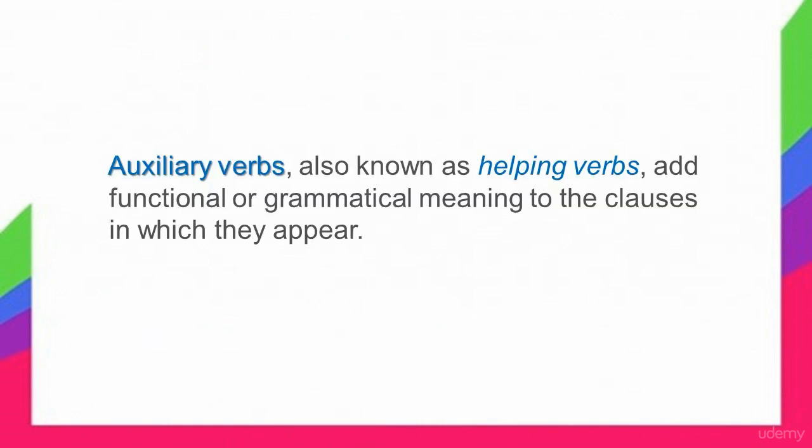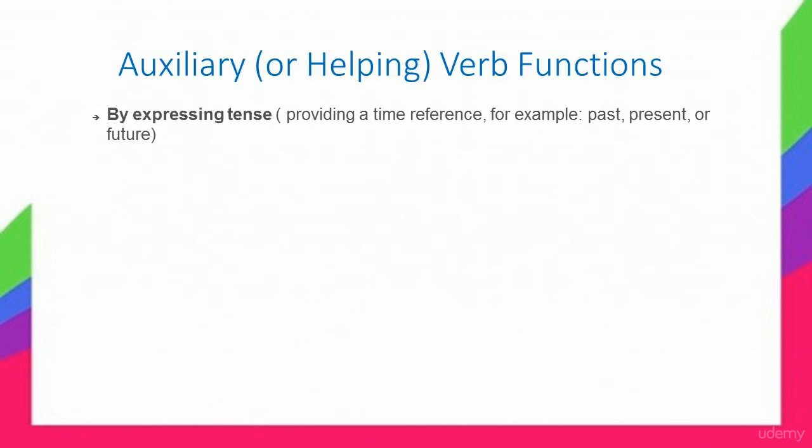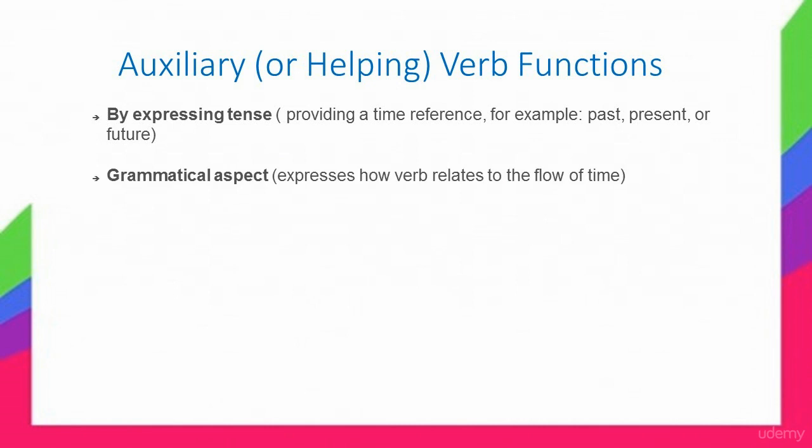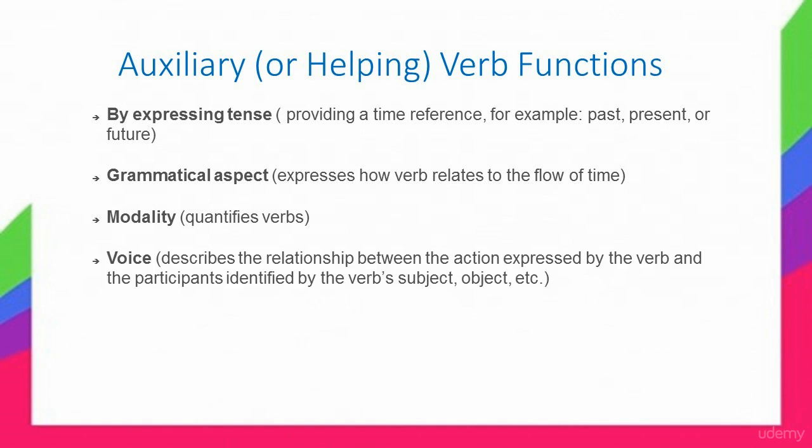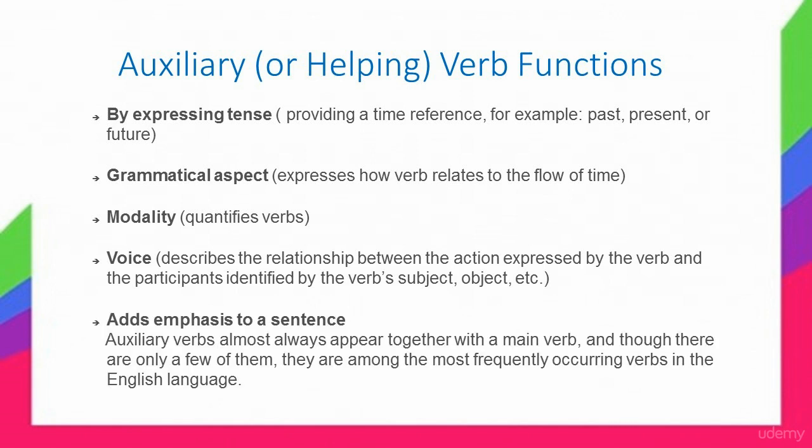Auxiliary verbs, also known as helping verbs, add functional or grammatical meaning to the clauses in which they appear. They perform their functions in several different ways. By expressing the tense, they provide a time reference, for example, past, present, or future. Grammatical aspect: they express how verbs relate to the flow of time. Modality: they quantify verbs. Voice: they describe the relationship between the action expressed by the verb and the participants identified by the verb's subject, object, etc. They add emphasis to a sentence.